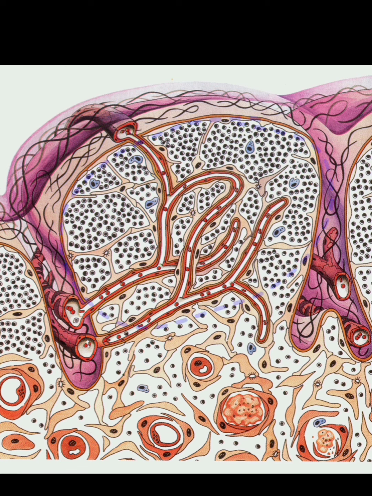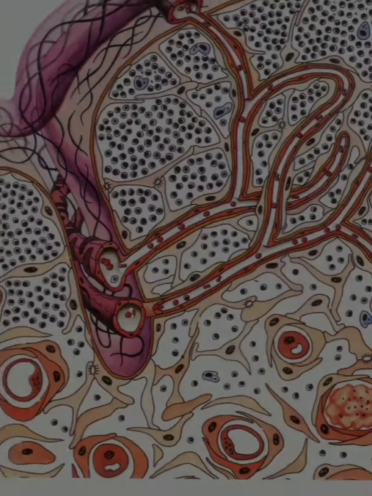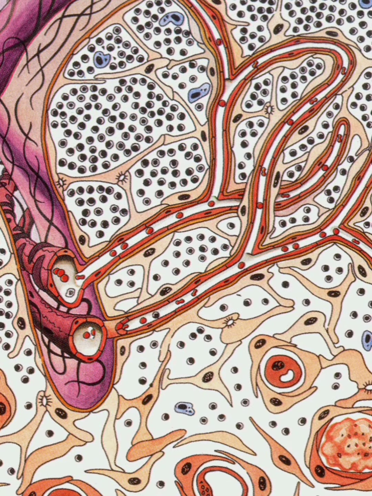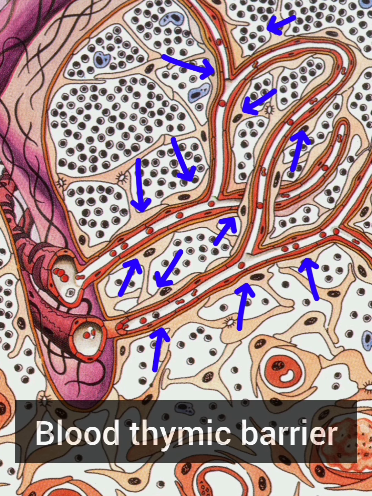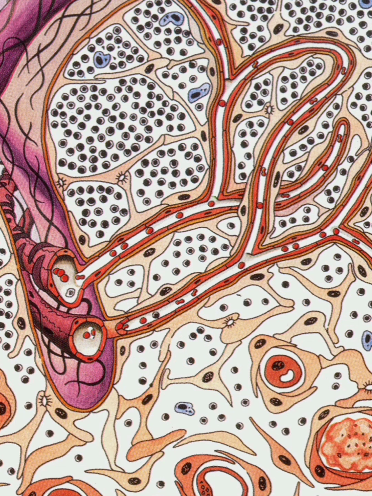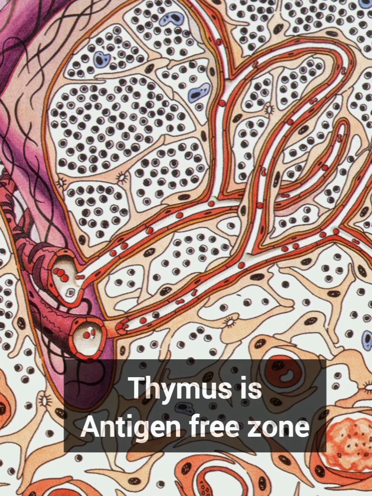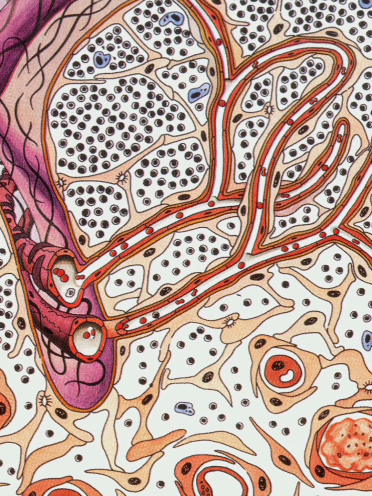Thymocytes are densely packed in the cortex of the lobule and sparsely arranged in the medulla. Let us zoom in. Thymic capillaries in the parenchyma are covered on their outer walls by reticuloepithelial cells. This is how they form the blood-thymic barrier. This barrier protects the thymic parenchyma from antigens which can take entry from blood. This is how thymus is an antigen-free zone, which is necessary for maturation of T lymphocytes.